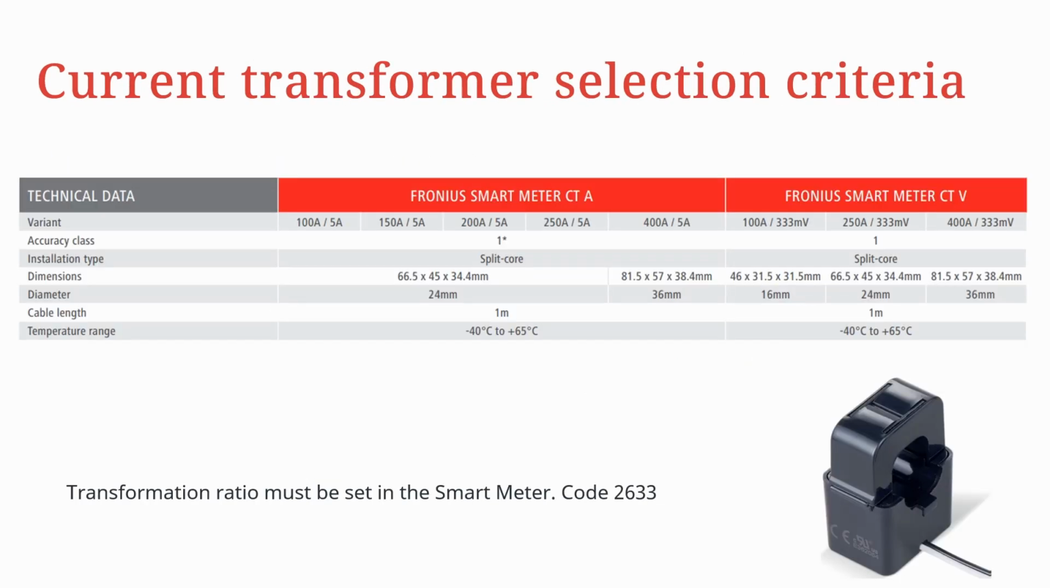Here I have taken out another table for you. In it you can see which different current transformers we have, with the usual data such as dimensions, permissible cable diameter, cable length, in which temperature range we can work, and so on. And of course you can also find this table on our homepage. What I would like to mention again is, please do not forget to set the transmission ratio on the smart meter, because it's one of the mistakes that happens very often.